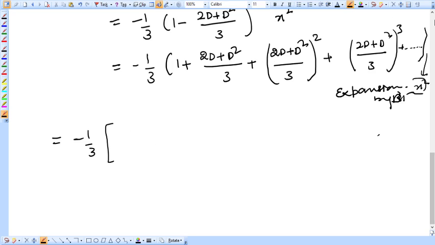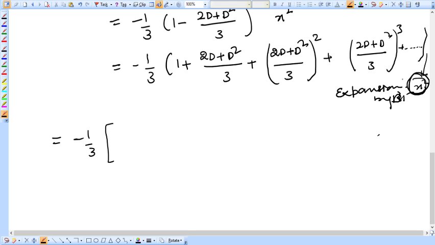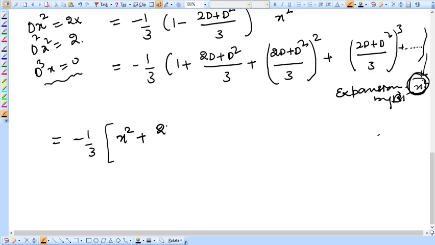Now take this x square inside. Before writing this, let me tell you one thing. If you differentiate x square one time, you get 2x. If you differentiate x square two times, you get 2 only. But if you differentiate x square three times, you get 0. This is a very important thing in this, because whenever the power of D rises, the differentiation becomes 0. So in this way, higher terms in this case would be becoming 0.